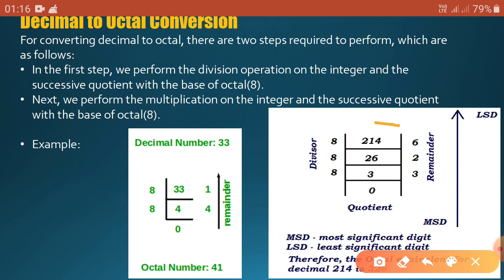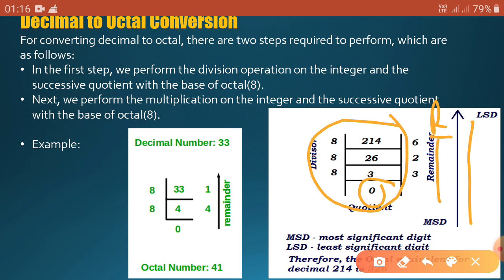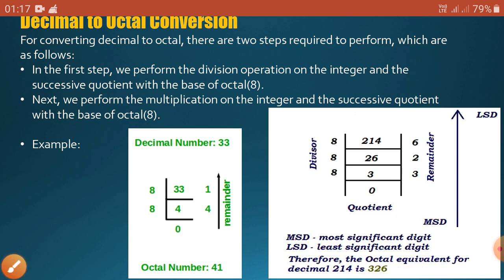Okay, again we are taking another example. You can see the examples, all the remainders are here. We have to collect from bottom to top. Here MSD or MSB, D for digit, B for bit, you can use both of them. MSD means most significant digit, LSD means least significant digit. The top remainder is known as the LSD and the bottom remainder is known as the MSD. Okay, go to the next slide.